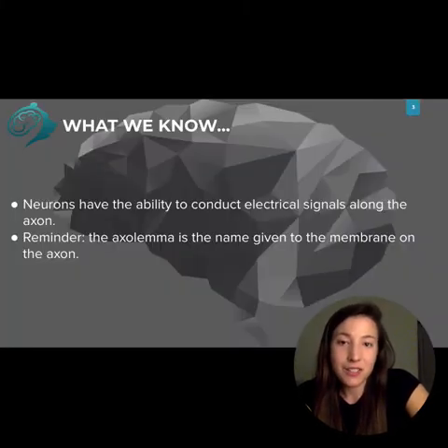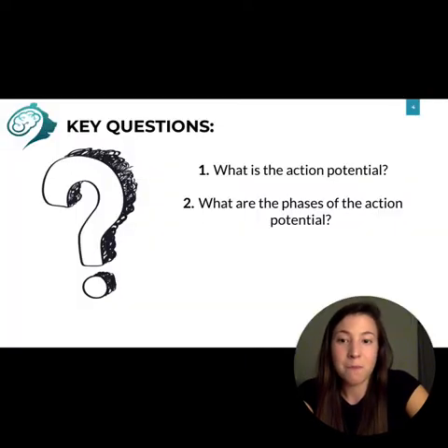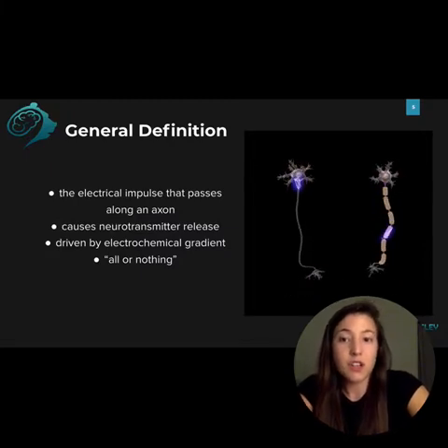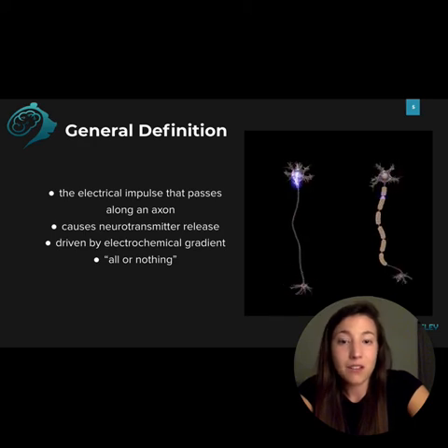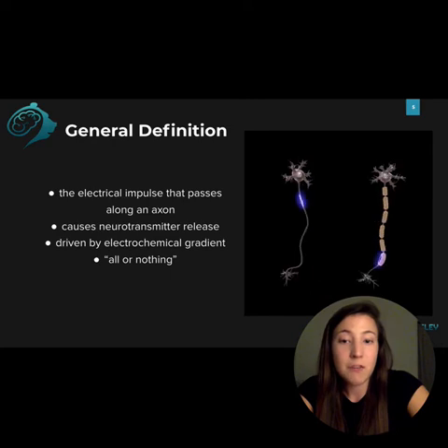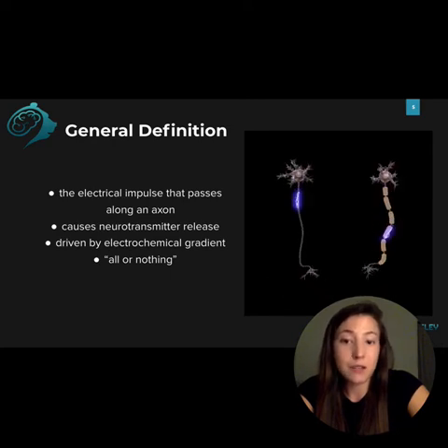So we learned last lesson that neurons have the ability to conduct electrical signals along the axon, and that the axolemma is the name given to the membrane on the axon and is the site of the action potential. So our key questions for today are: what is the action potential and what are the phases of the action potential? The most basic definition of an action potential is the electrical signal that passes down the axon and ultimately causes neurotransmitter release. It occurs through a mechanism of ion exchange across the axolemma.